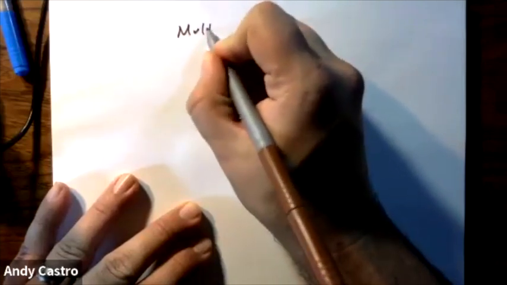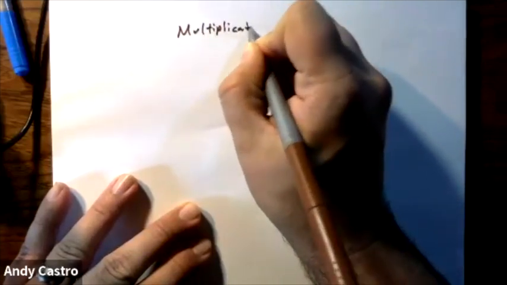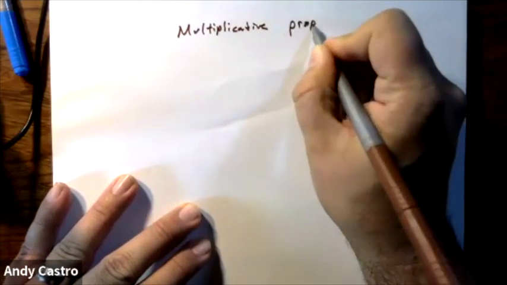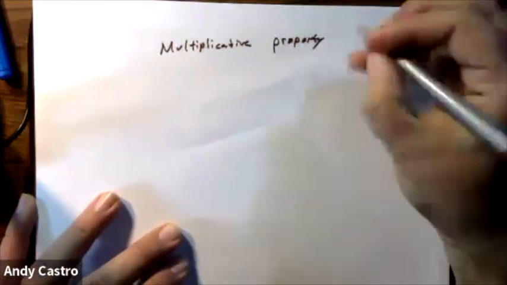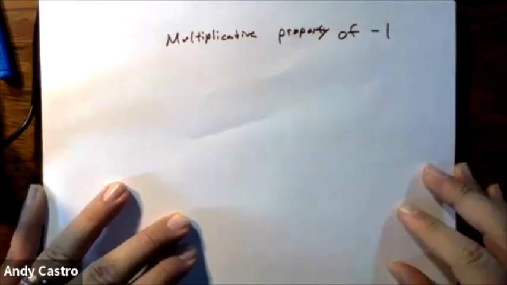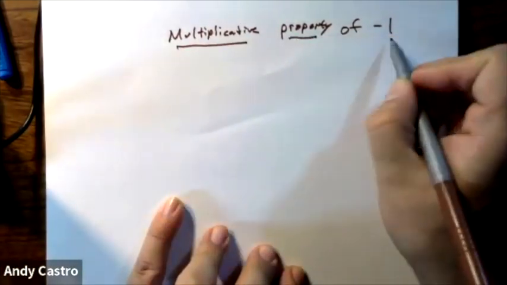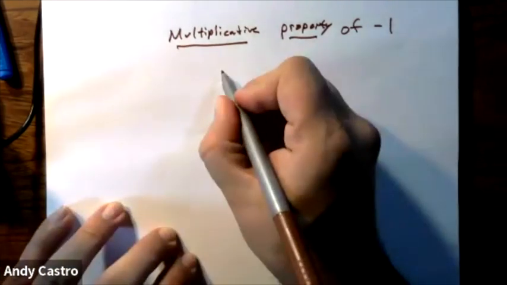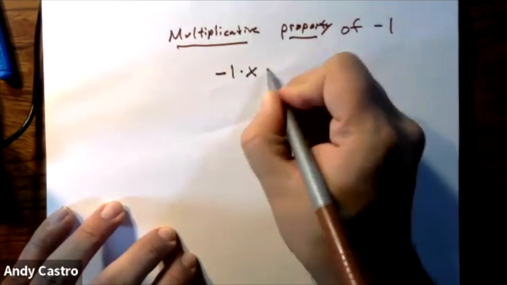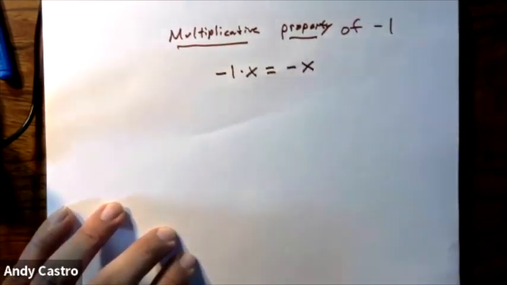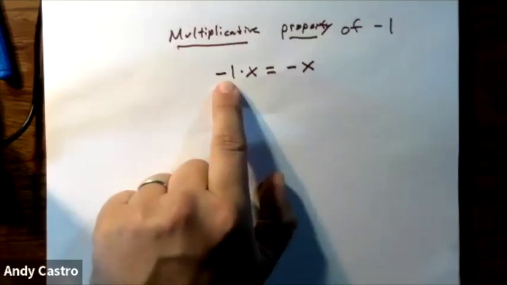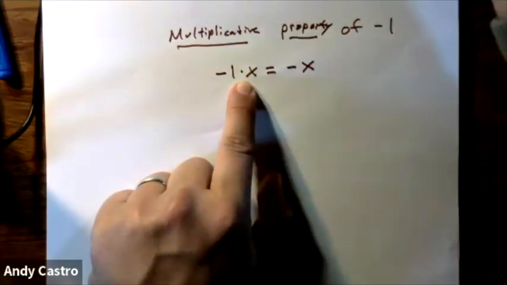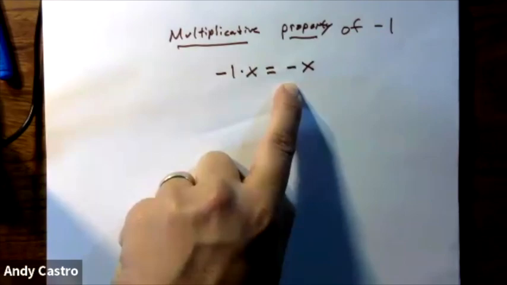All right. Next, we have the multiplicative property of -1. It states that -1 times any number results in that number's opposite. -1 times any number results in that number's opposite.